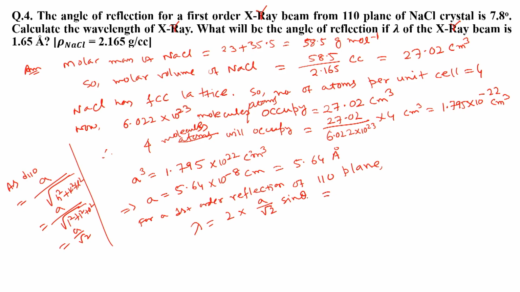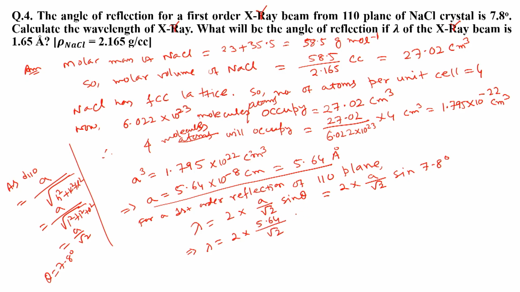It's given theta is 7.8 degree. So lambda is 2 times a by root 2 sine 7.8 degree. Now the value of a we know. If we put the value of a here, we get lambda is 2 times 5.64 by root 2 and then sine 7.8 degree. If we calculate, we get 1.08 angstrom. The value of lambda we got.